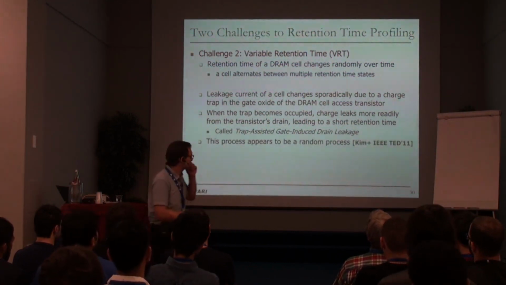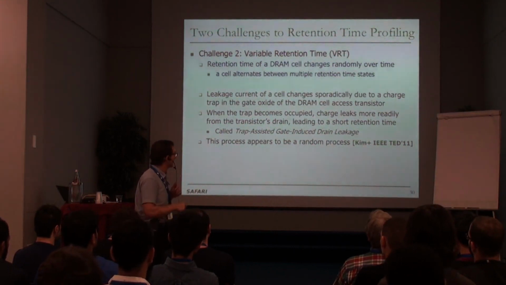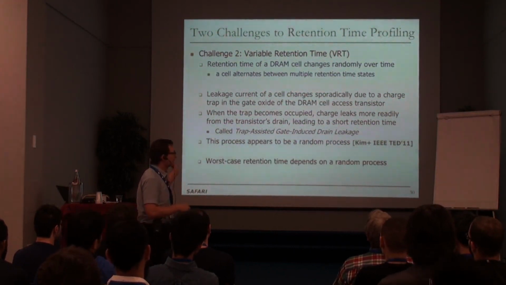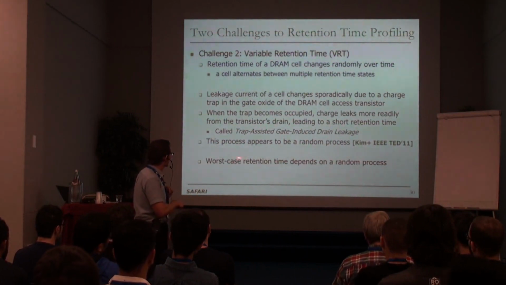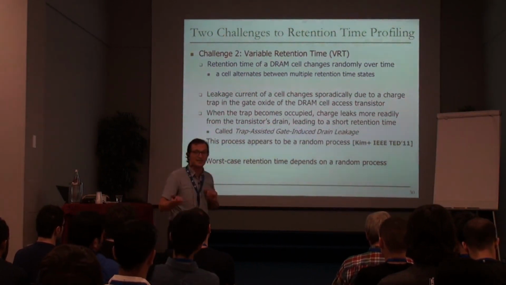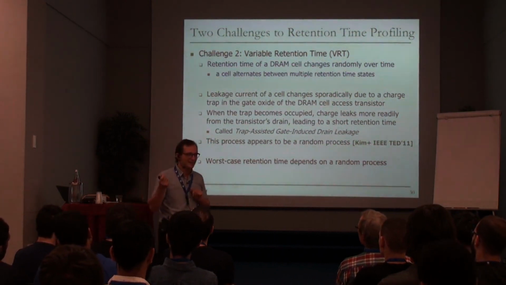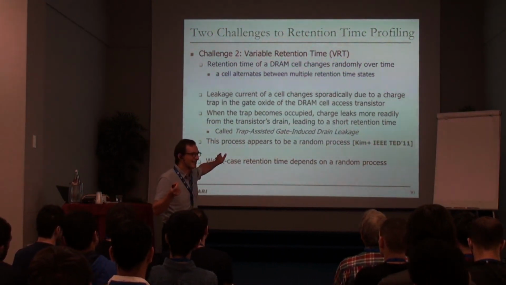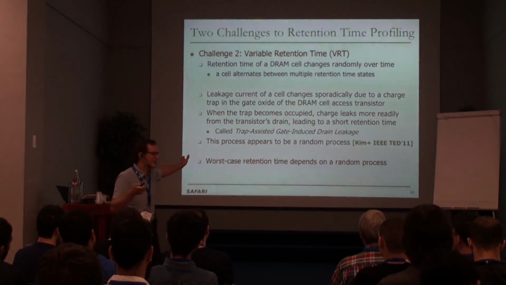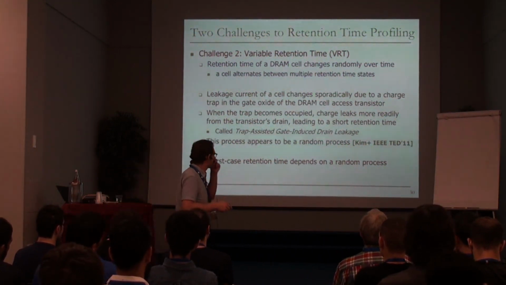Other people examined it. It was first discovered in 1987, as old as 1987. But it's becoming much worse, as I'll show you. So worst case retention time depends on a random process. Now, if you want to answer the question, how often should I refresh DRAM? The answer is random. Not good, right? Because you don't know, basically, because of this. So how do you actually deal with this?